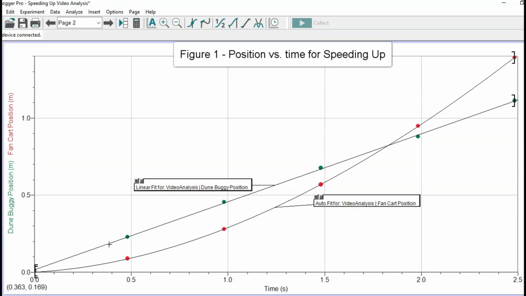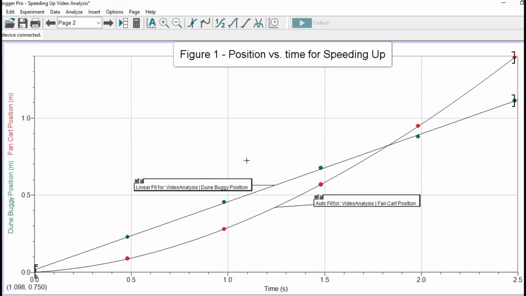Notice the dune buggy has a straight line as a position time graph, which we know from our previous unit on constant velocity. However, the fan cart's position time graph is not a straight line. It's a curve. And that's because the displacement every half second is getting larger and larger. And when that displacement gets larger and larger, it bends the line and creates a curve.